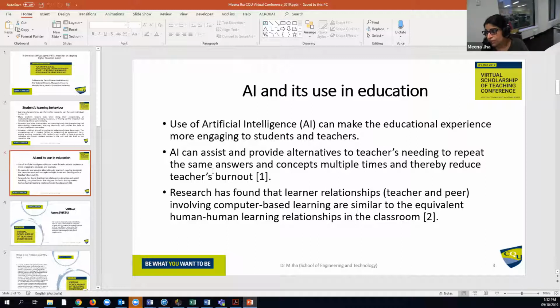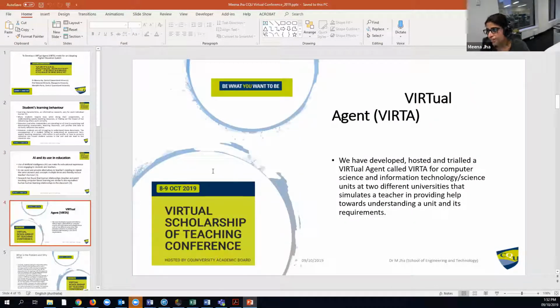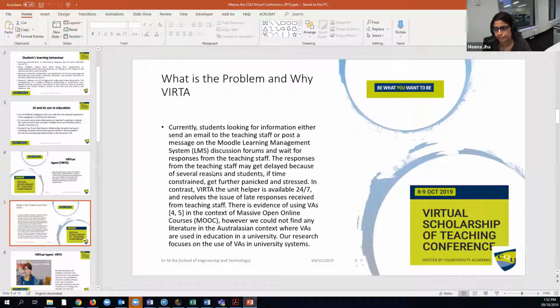Research has found that learner relationships, teacher and peer involving computer-based learning, are similar to equivalent human-human learning relationships in the classroom. So we have developed, hosted, and tried a virtual agent, and we call it VIRTA, for computer science and information technology science units at two different universities. It was being hosted at Macquarie and at Central Queensland University. That simulates a teacher in providing help towards understanding a unit and its requirements.